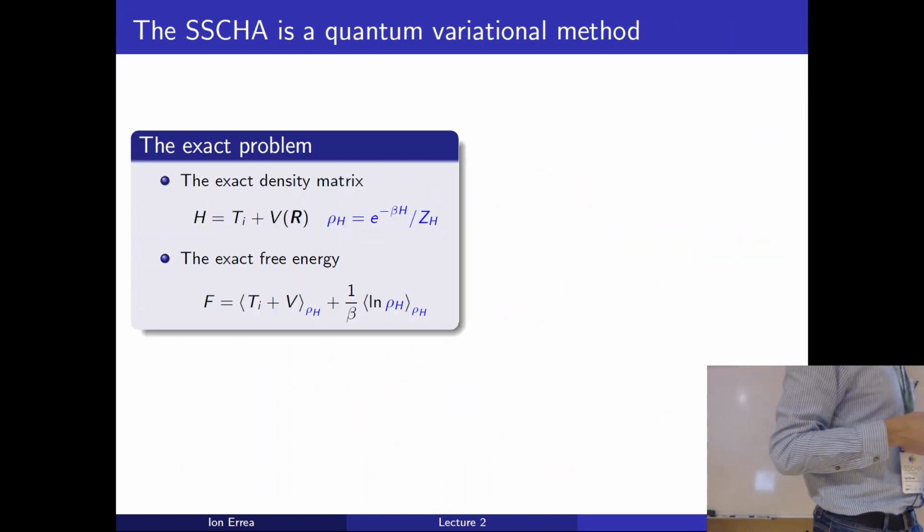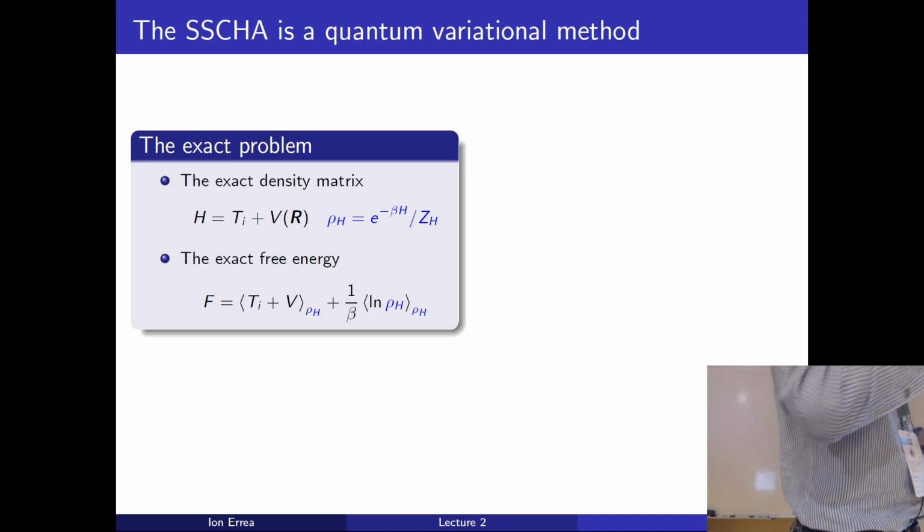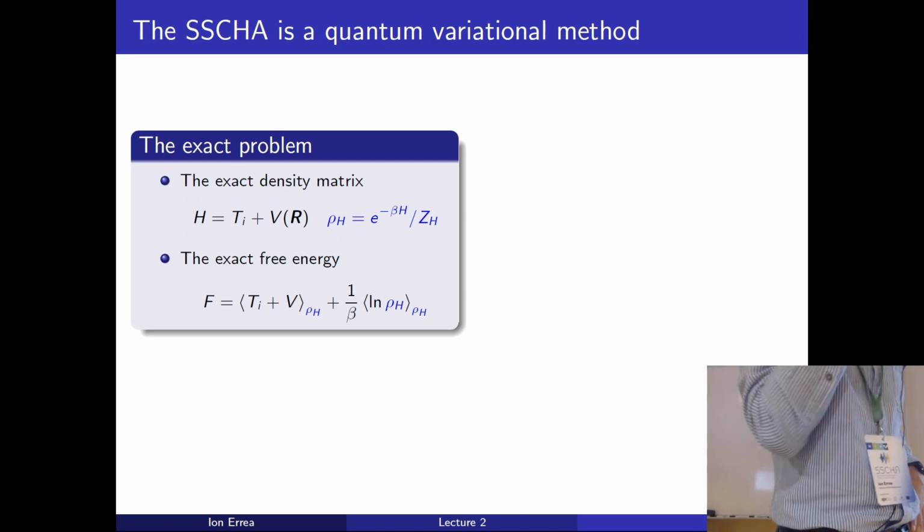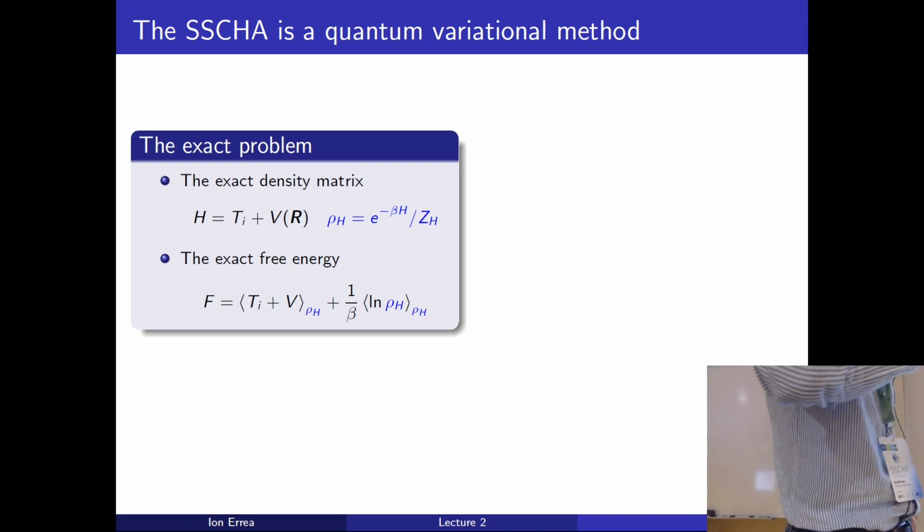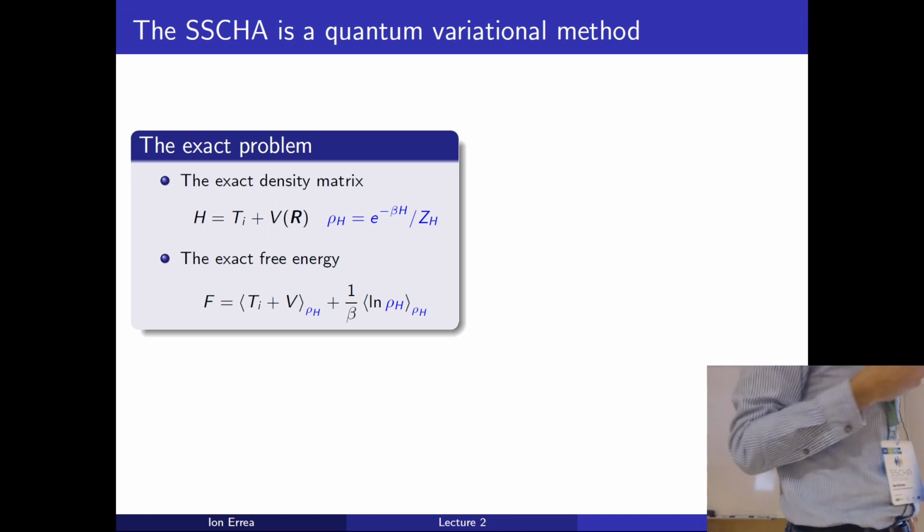So let's be a bit more specific. Imagine we want to calculate the free energy of our system. What is our Hamiltonian for the ions? It's the kinetic energy of the ions plus the full Born-Oppenheimer potential. This defines a density matrix, which is basically the exponential of minus beta times the Hamiltonian, where beta is the inverse temperature, 1 over kBT. And this is the partition function, which is the trace of this, precisely. Then the exact free energy will be this one, right? The quantum statistical average of the Hamiltonian plus the entropy term.